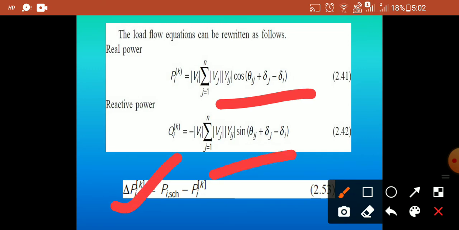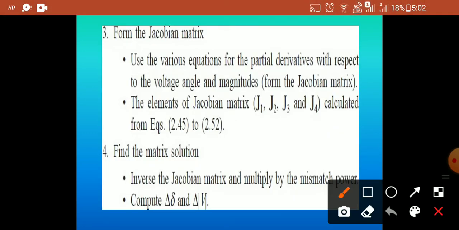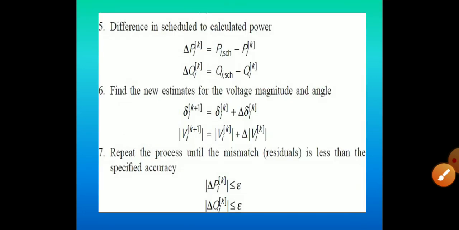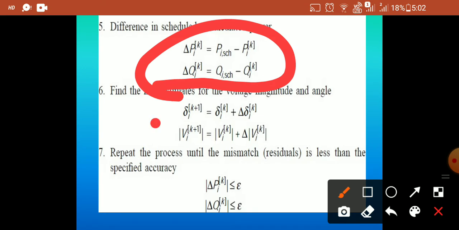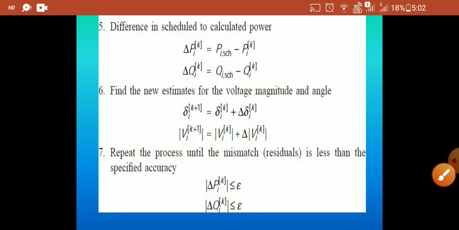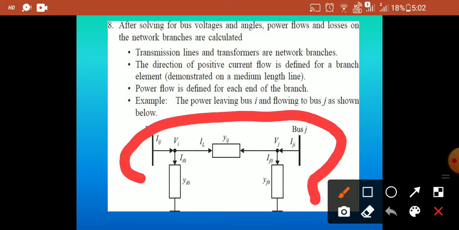Then after finding this value, we have to find the change in del Pi magnitude. Then we have to form the Jacobian matrix. Then we have to find the matrix solution. So after finding all this, we have to take the difference between the scheduled and calculated power. Then the rotor angle and magnitude. Then we have to check whether this lies within the residual magnitude value. So after finding this, we have to solve for the bus voltages and angles.